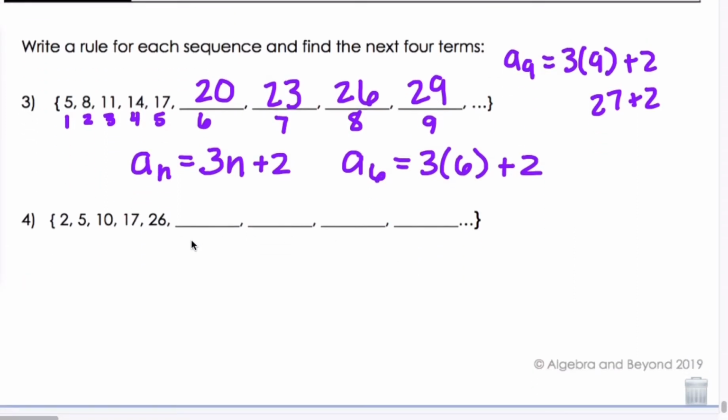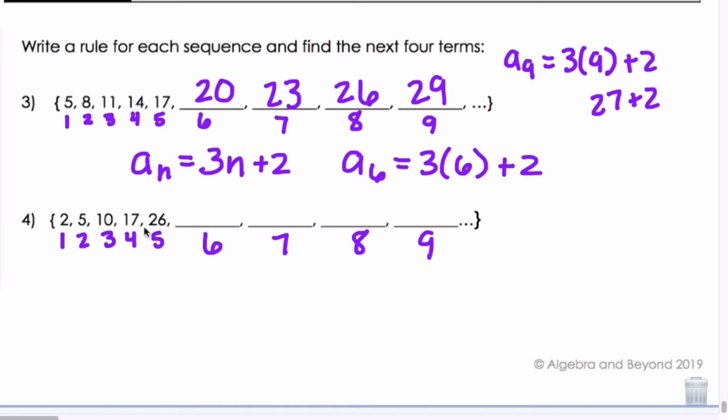Let's look at number 4. All right, so I again want to number these just so I know my term numbers, because I am relating the term value to the term number, so it helps me see that. And then I have to think, how did I start with 1 and how do I get to 2? All right, so 2 to 5, 3 to 10.